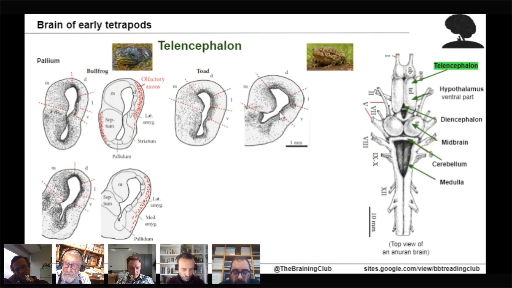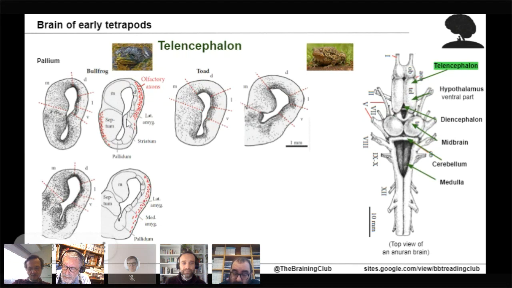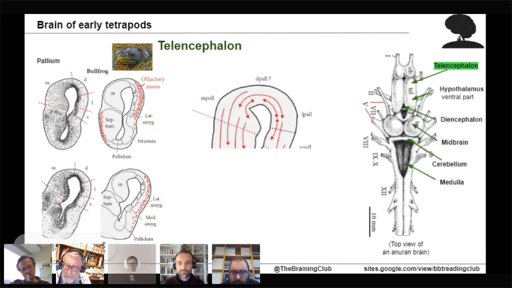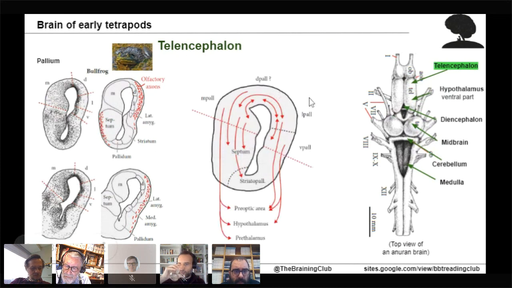So the lateral and ventral pallium also receive olfactory input, as you can see here, and project to the medial pallium. In turn, the medial pallium projects to the subpallial structures and the hypothalamus, as also do the ventral and the lateral pallium. So all this data together suggests that as vertebrates moved to land, olfactory input in the telencephalon became even more restricted.